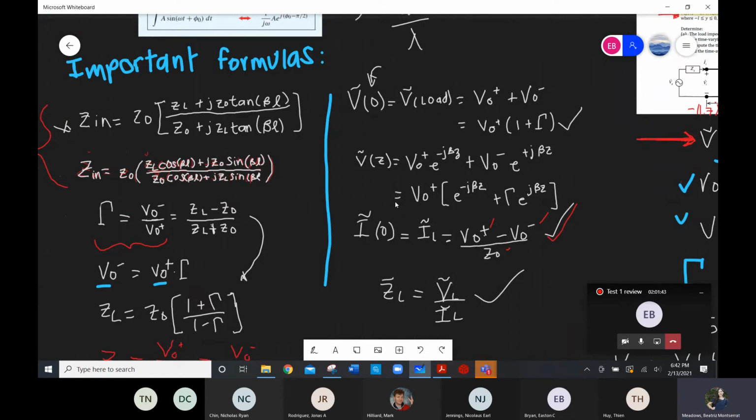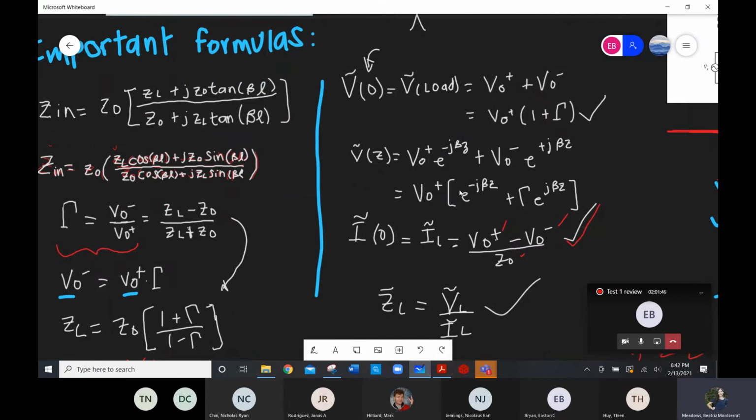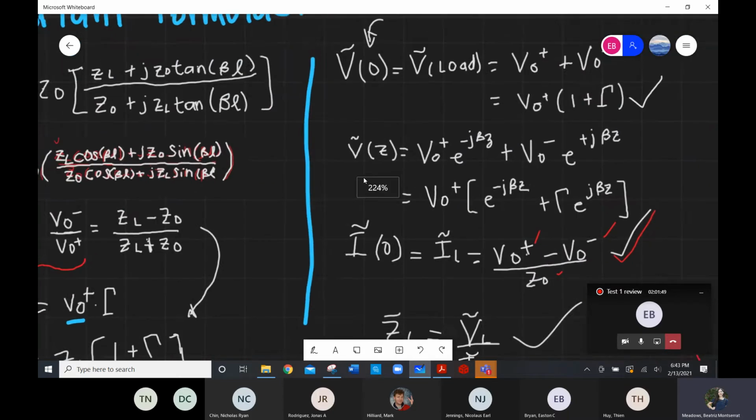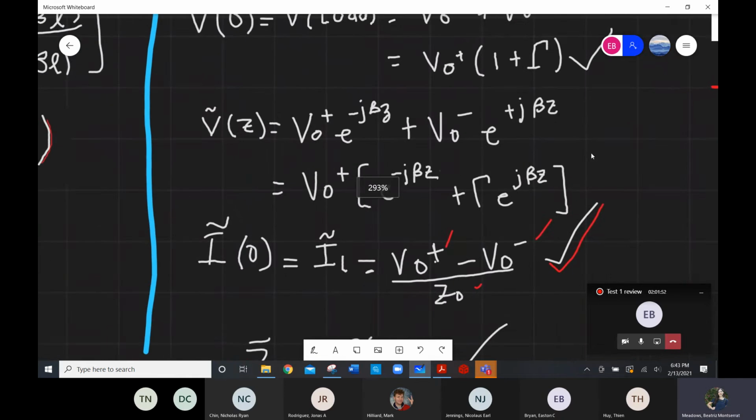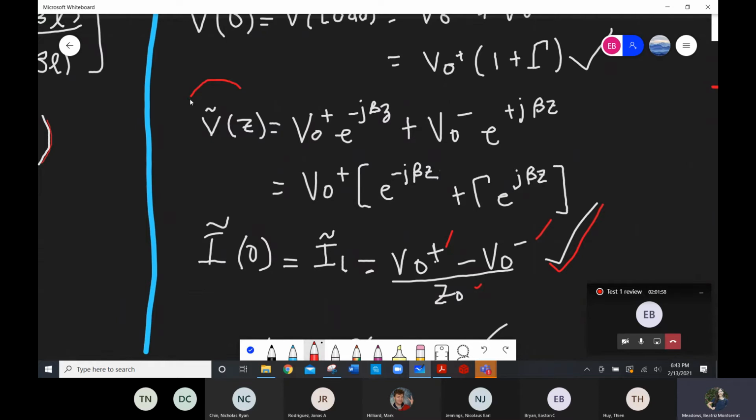Right. What I want you to be comfortable with is that if you're given the voltage at any location, you're going to use these two formulas that I have here. If you're given V at a random point, once you find gamma, which comes from your ZL, which you will find somehow or it will be given to you, and your characteristic impedance, you can then solve for V0 plus that way.